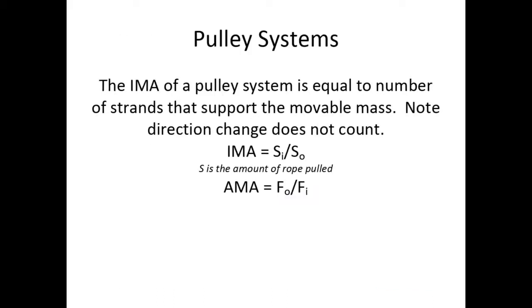Pulley systems. The IMA of a pulley system is equal to the number of strands that support the movable mass. Note, direction change does not count. IMA equals SI over SO, where S is the amount of rope pulled. AMA equals FO over FI.